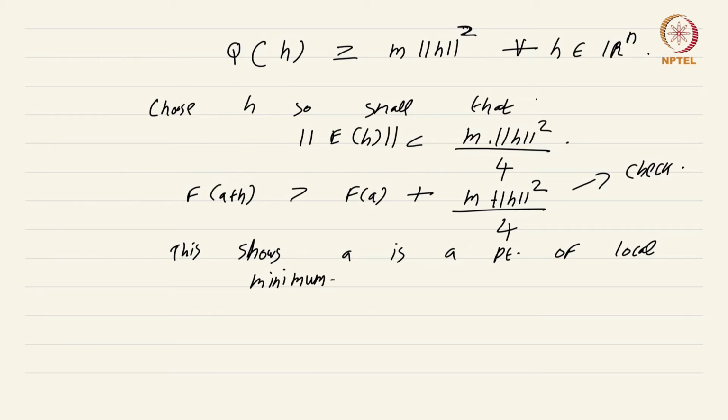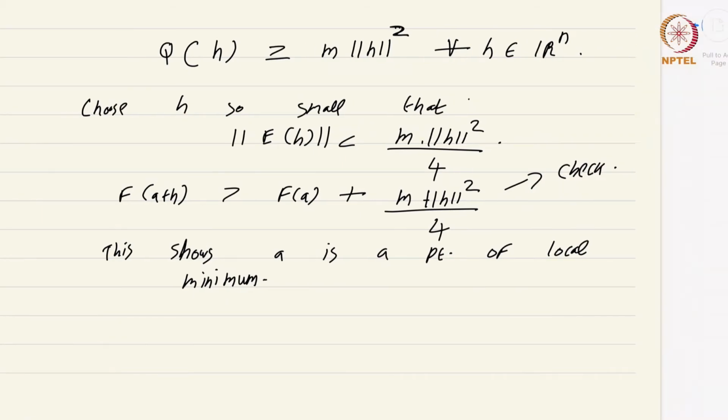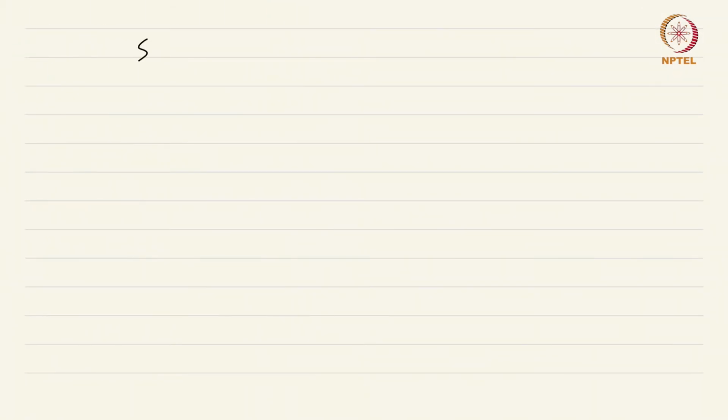Okay, so I'm going to leave the proof for you when the Hessian is negative definite. I conclude that a is a point of local maximum in the exact same way. Now, one case remains. Suppose Q is indefinite.